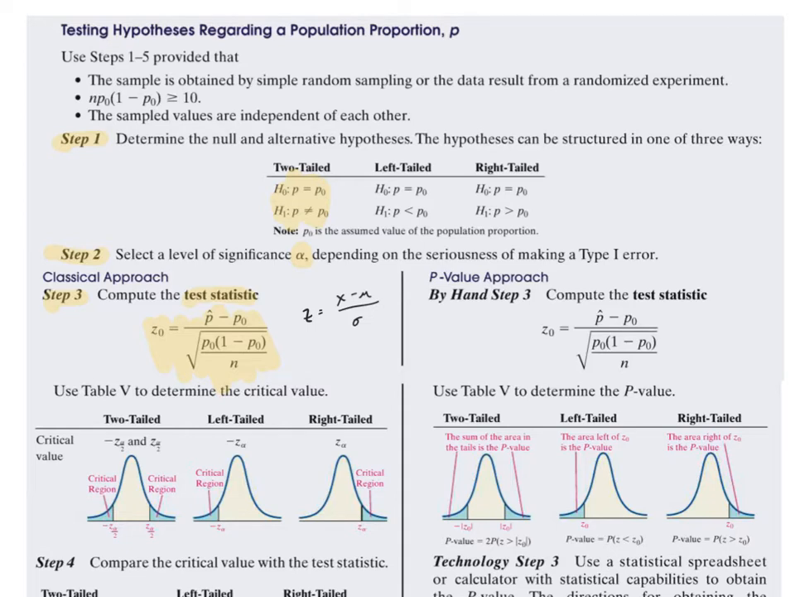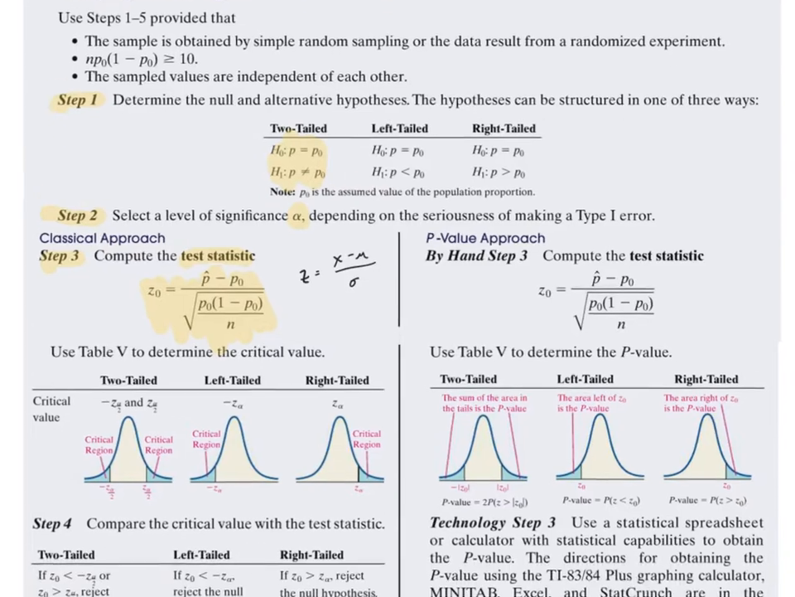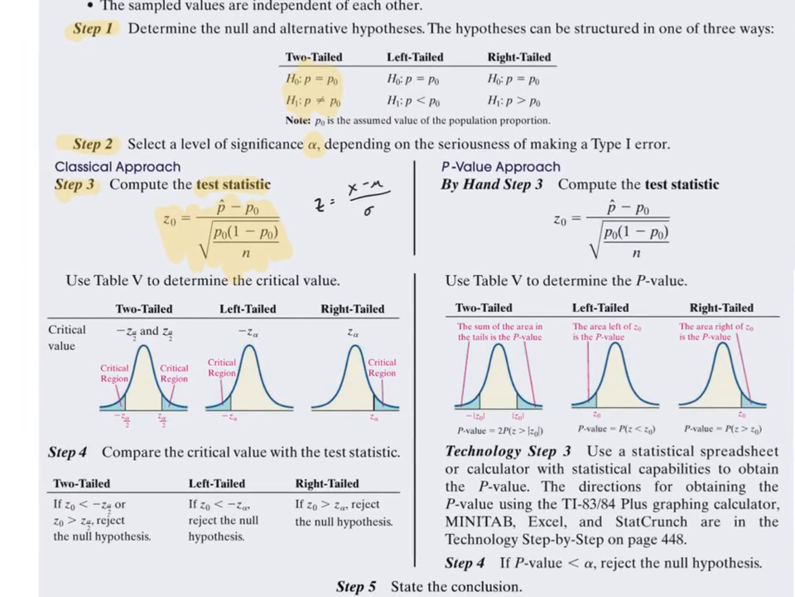Okay, so that's our step 3. And then they say use table 5 to determine the critical value. Now, I like to do this step differently, so I'm going to label it that way. I like to draw my bell curve and get my z-score in step 2. When I'm talking about the level of significance, I'm going to, at the same time, write down my bell curve and find my z-score. Okay, so that's something that I do a little bit differently.